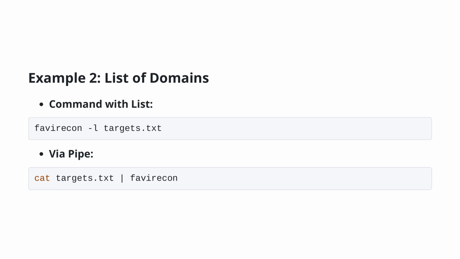In this example, we're demonstrating how to use Favirecon with a list of domains. If you have a file containing multiple domain URLs, let's say targets.txt, you can pass this file to Favirecon using the -l flag.